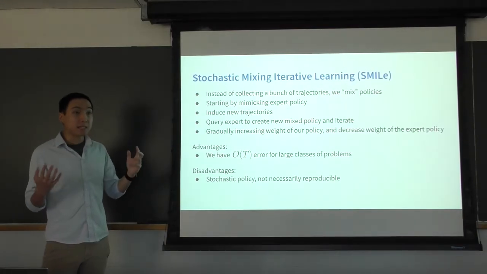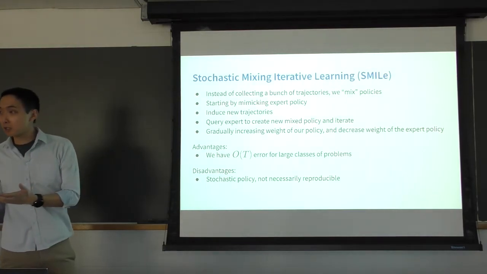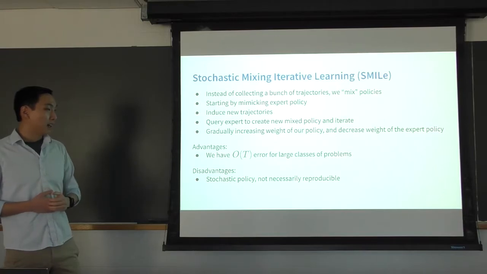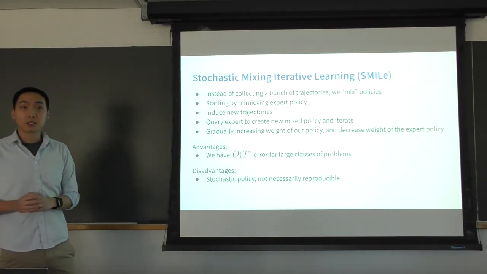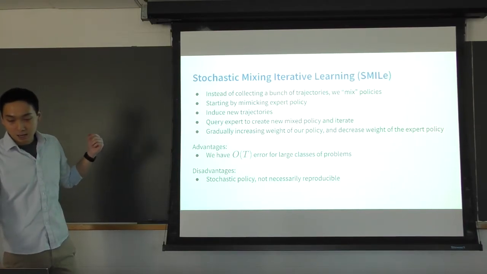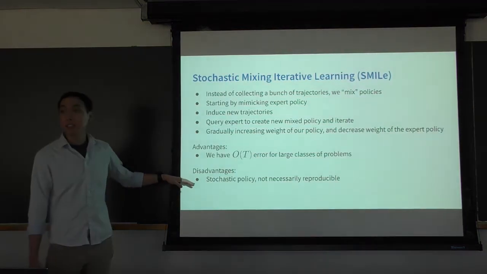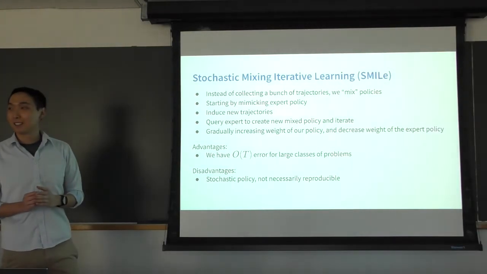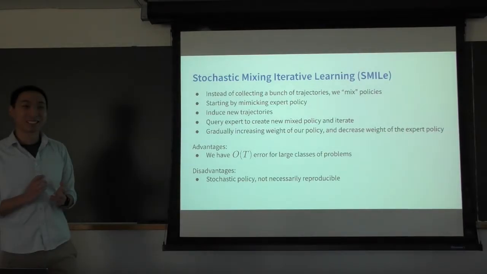Because we are mixing policies, it's stochastic, so it might not be reproducible. But in practice, this is not a huge problem, because in these problems, the state is usually so large and so non-deterministic that it might not be reproducible anyways. But there's also one disadvantage that is not listed here, and can anybody imagine what that is? Nobody? Come on. You guys are smarter than this.